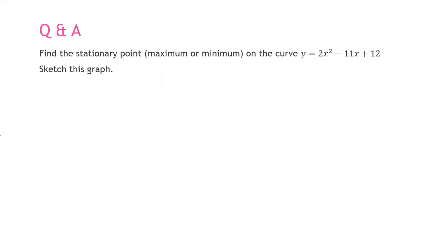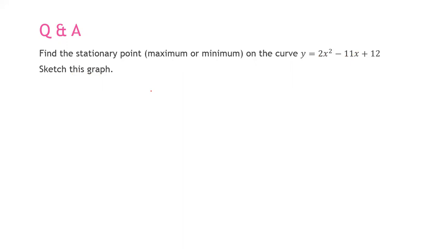Now we are going to discuss this problem. Find the stationary point, whether maximum or minimum turning point, on the curve y equals 2x squared minus 11x plus 12. Afterwards, we are going to sketch this graph, and we could see the stationary point, maximum or minimum.